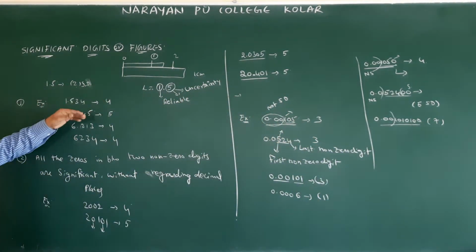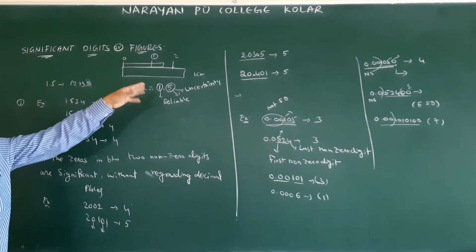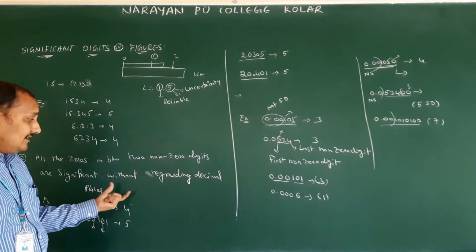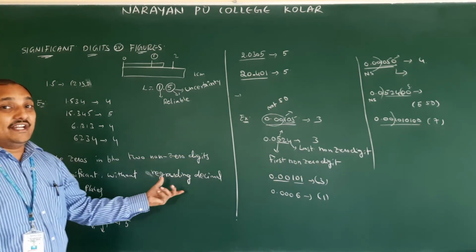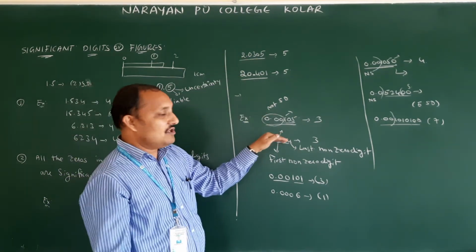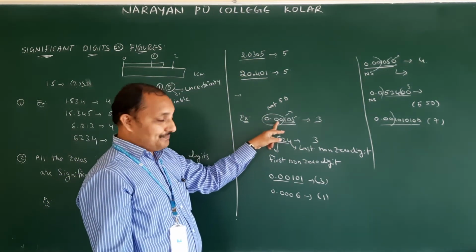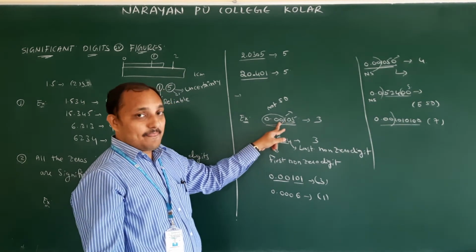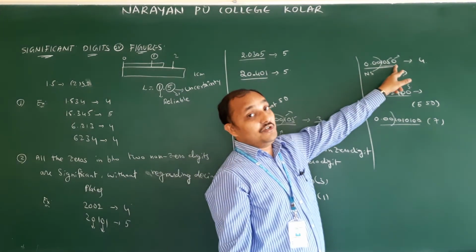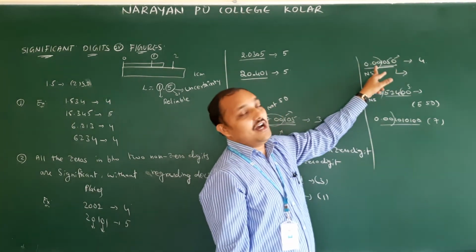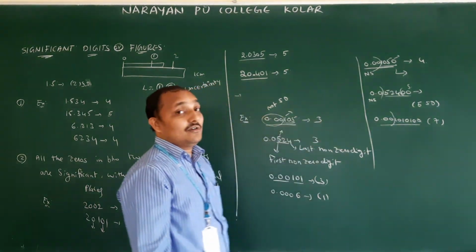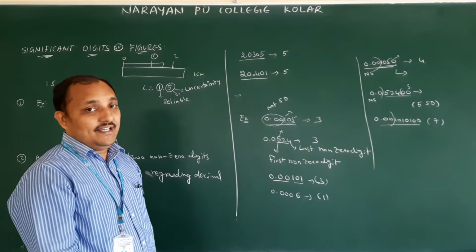So, for numbers greater than 1, all the non-zero digits are significant wherever the decimal place is. All the zeros in between two non-zero digits are significant. Without regard to the decimal place, you don't need to worry about it. If the number is less than 1, two cases will come. Before the first non-zero digit, zeros are not significant. The zeros after the last non-zero digit, after the decimal place, are always significant. So numbers will come like this only.